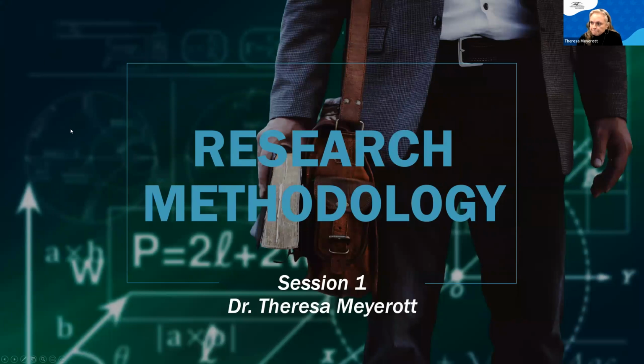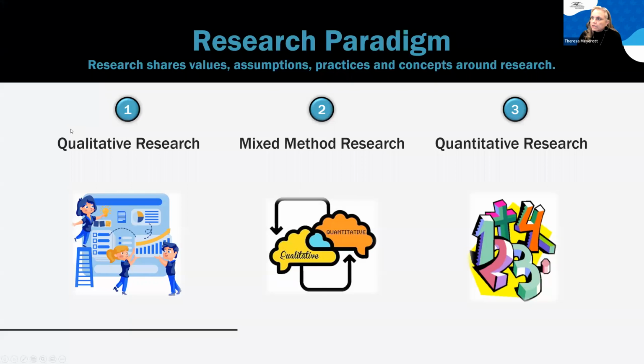Research methodology. Yep, okay. So there's 3 main research paradigms, and they all share values, assumptions, practices, and concepts around the area of research. Qualitative research, mixed methods research, which is qualitative and quantitative combined, and then quantitative research. And we're going to talk about each one tonight.